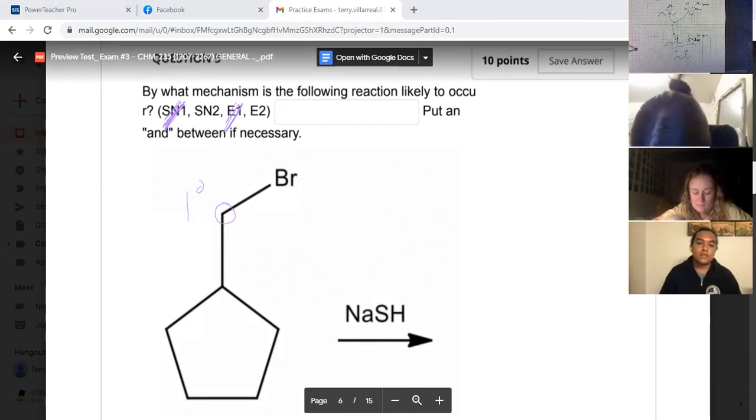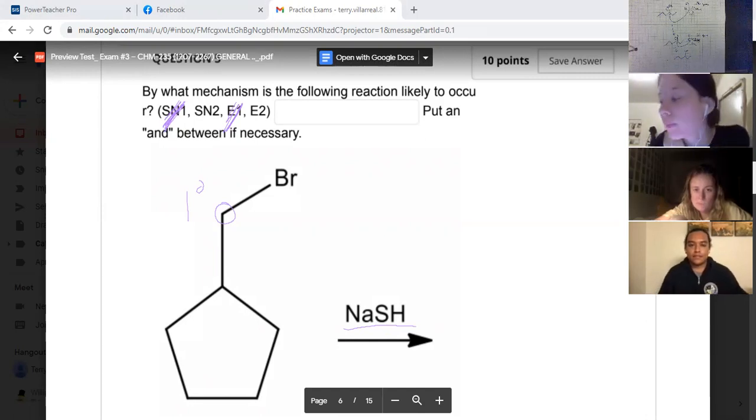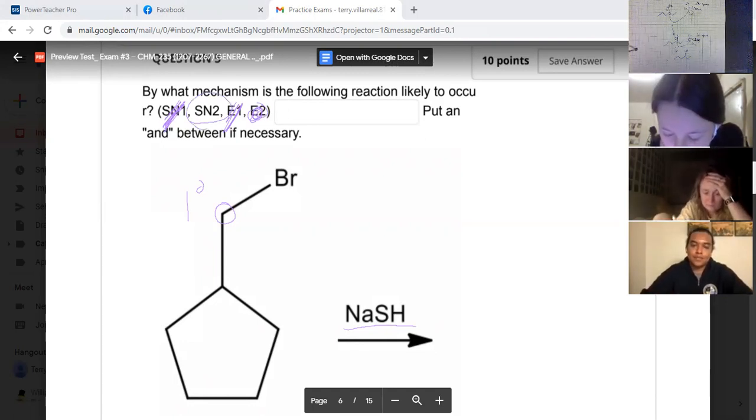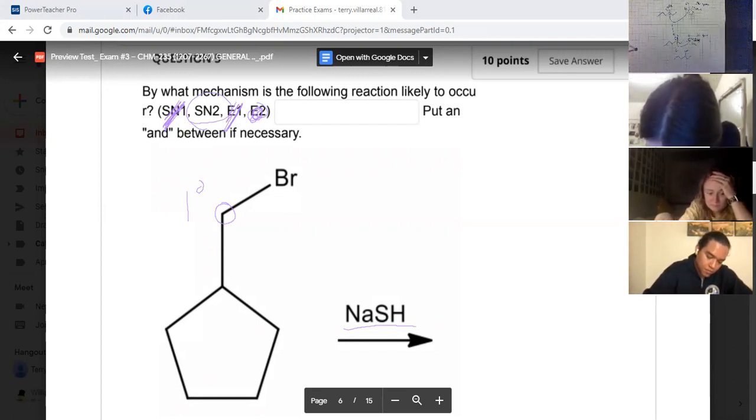All right, so now NaSH, as Matthew said, is that a nucleophile or a base? Nucleophile. Since it is a nucleophile, it eliminates my elimination, it has to be SN2. And that's how easy it is. Just do it step by step. Don't try to rush through everything at once. Just think about what's happening.